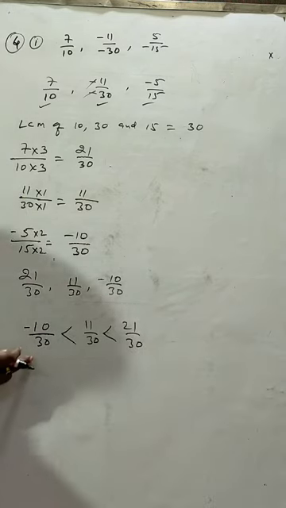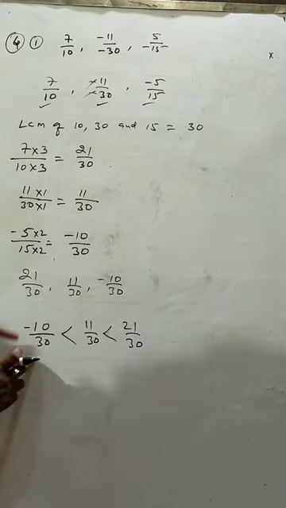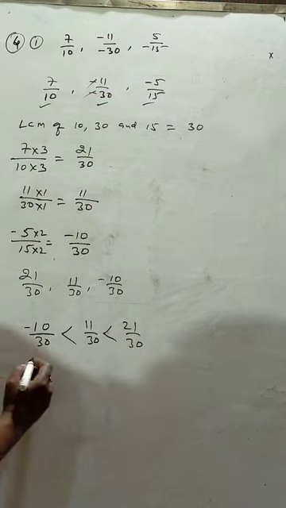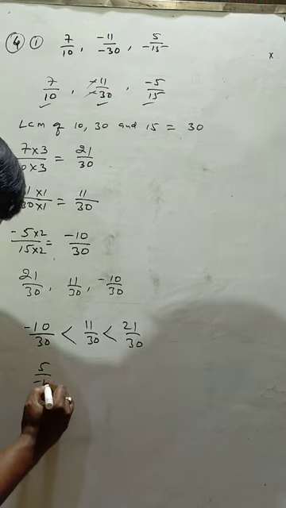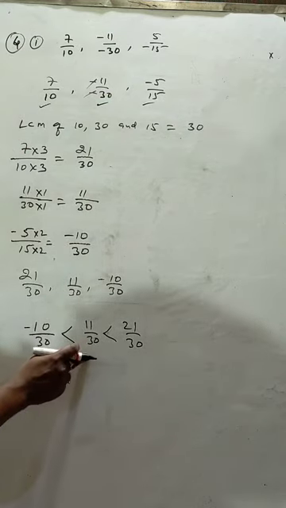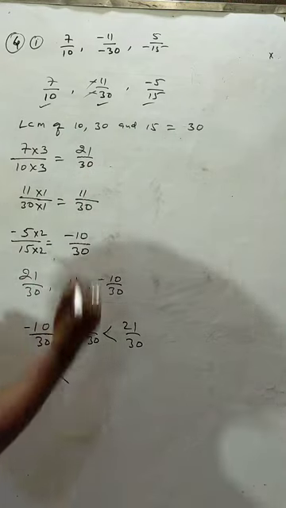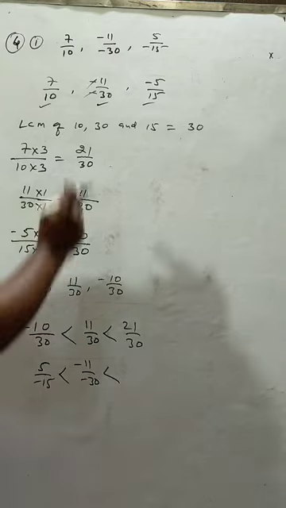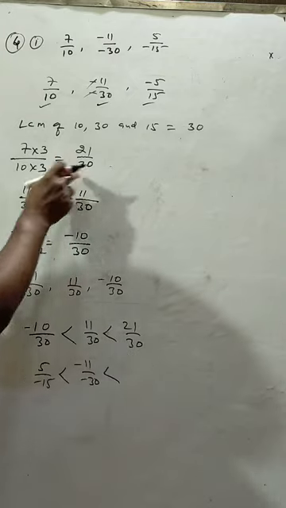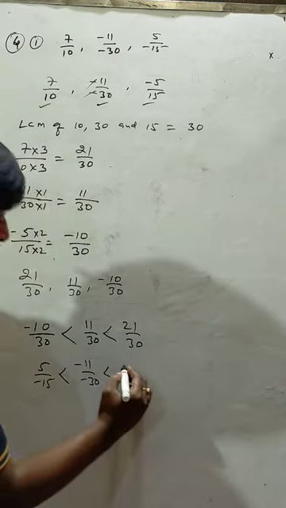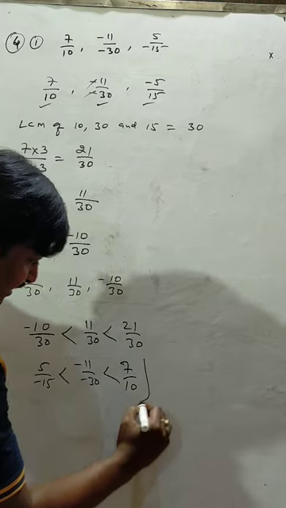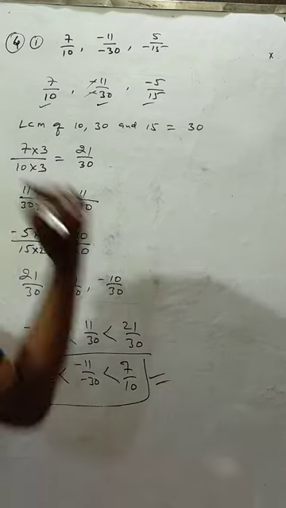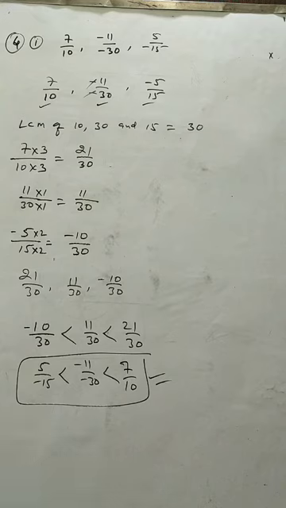Now minus 10 by 30 comes in place of 5 by minus 15, so 5 by minus 15 is smaller than 11 by 30. 11 by 30 comes in place of minus 11 by minus 30, which is smaller than 21 by 30. 21 by 30 comes in place of 7 by 10. This is your answer. So students, this way we will solve our exercise.